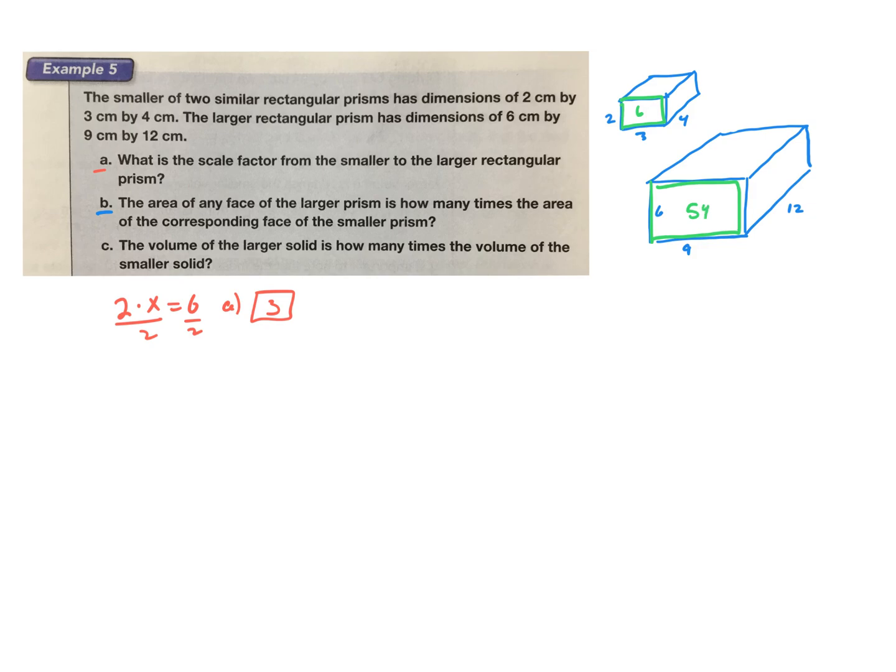And notice, if we want to find out how many times larger, I just need to say 6 times something is going to give me 54. Maybe recognize that. And that would be 9 times larger. So part B would be 9. And notice, so the linear length is 3 times larger, but the area of the face is 9 times larger.